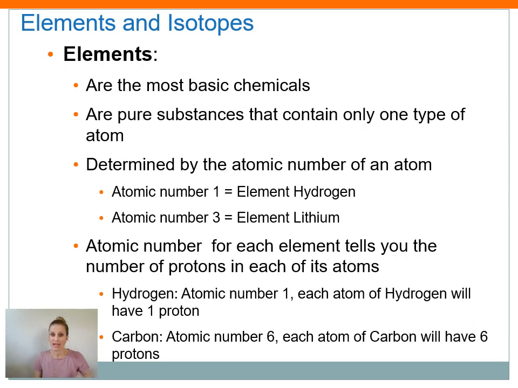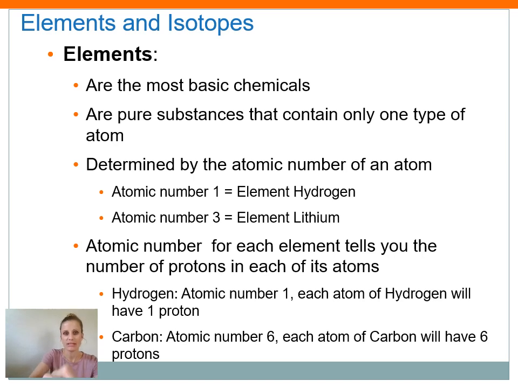Okay, we're going to end up working through a lot of different examples where we'll look at an atom and figure out how many protons, how many neutrons, and how many electrons it has. So you're going to end up getting a lot of practice with this. So just bear with me, work through it with me, and by the end you should be really comfortable. All right, so elements, right?